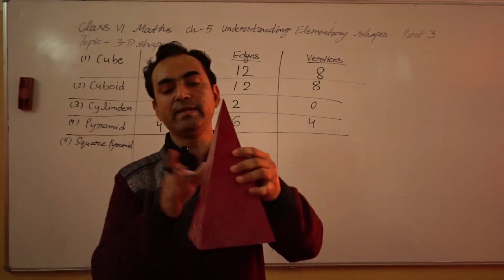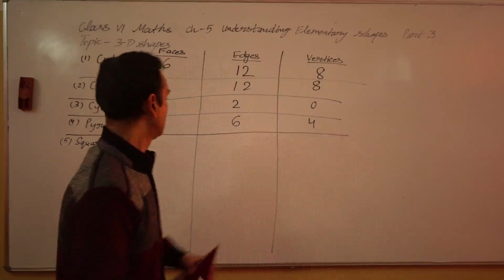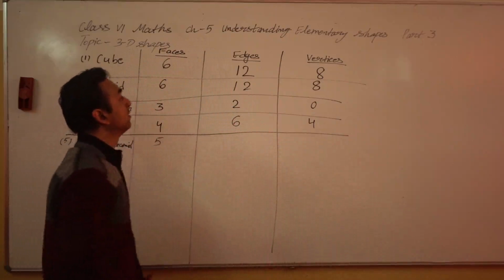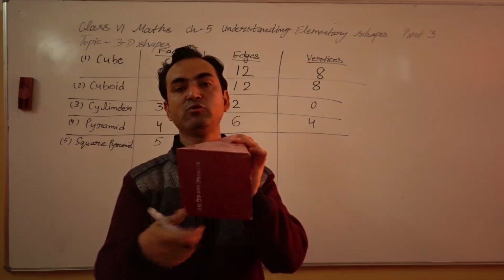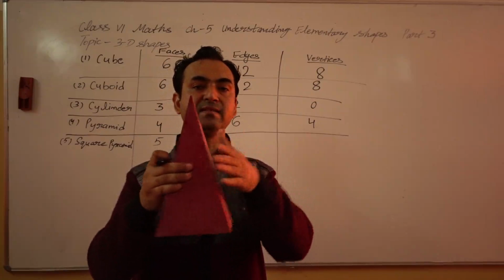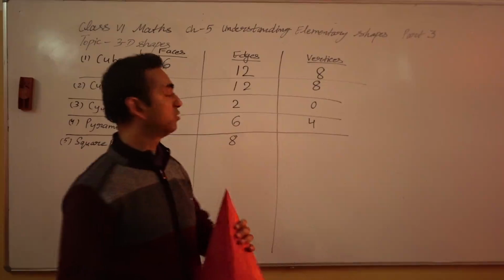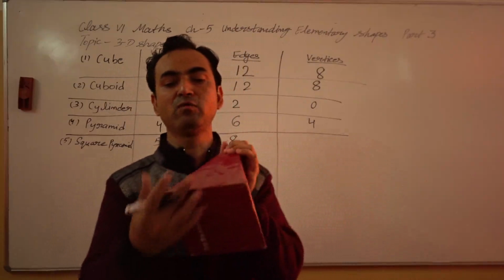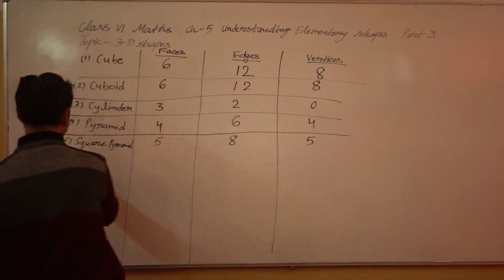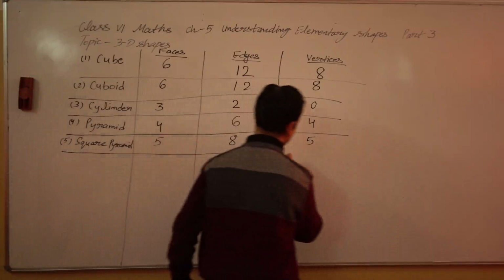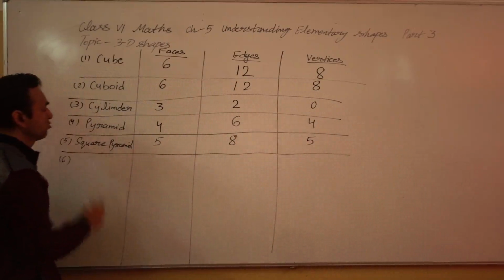Now we count the number of faces. 1, 2, 3 and 4. 4 are the side faces and 1 is the bottom face. Total 5 faces. Now we count the number of edges. How many edges? 4 on bottom, 1, 2, 3, 4, and 4 side edges. So 4 plus 4, 8 edges. Now we count the number of vertices. 1 on top, 4 on bottom. 4 plus 1, 5. So we have understood about the square pyramid. So 2 types of pyramid we have understood: first is the triangular base pyramid and other is the square pyramid.